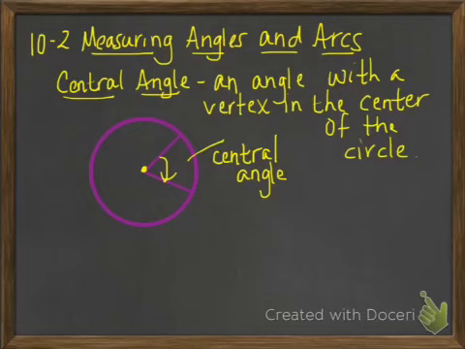A central angle is basically an angle that's just in the center of the circle. So it's an angle with a vertex in the center of the circle. You can see right here that the center of the circle is here. You've got your angle, and that makes up a central angle. It's basically all that a central angle is. So we'll use central angles quite a bit. If you are confused about what a central angle is, make sure you ask me. All right?